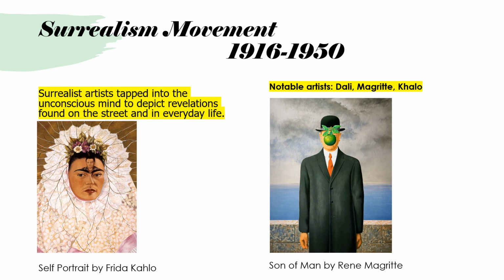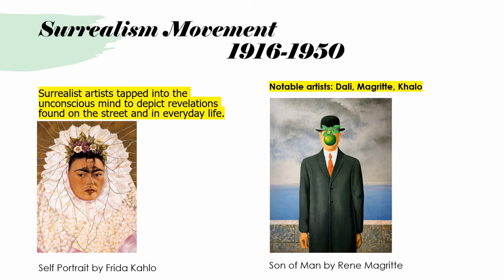And here in Frida Kahlo's self-portrait, on her forehead, she has an image of Diego Rivera. So there's a deeper meaning to that. How she's dressed has a deeper meaning. Her flowers have a deeper meaning. She's tapped into her unconscious mind to depict things from her everyday life.